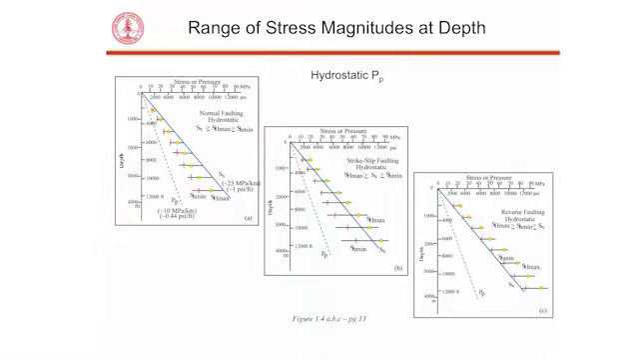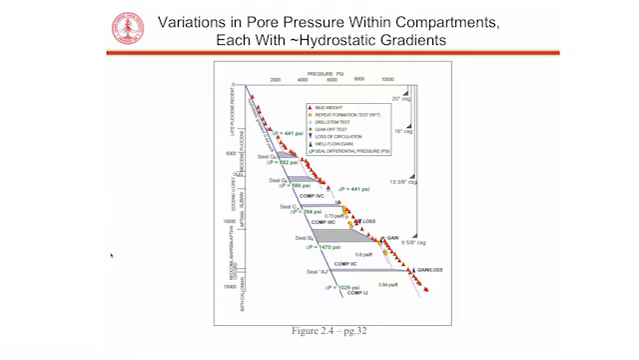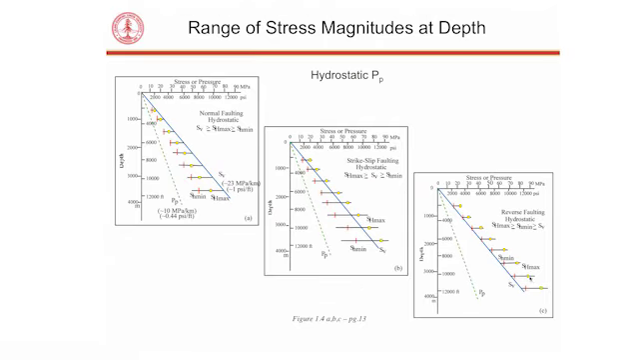Okay, so as I was saying, at a depth of about 3,000 meters or 10,000 feet, the mean stresses in a normal faulting regime are very much lower than the mean stresses in a reverse faulting regime. Okay?